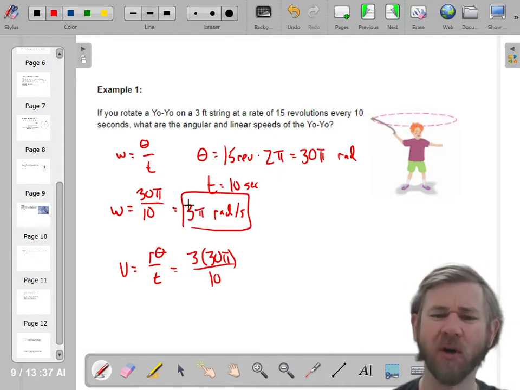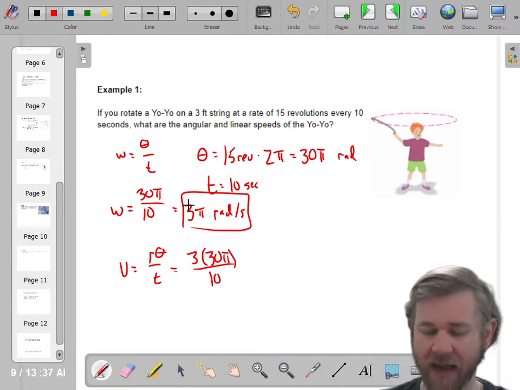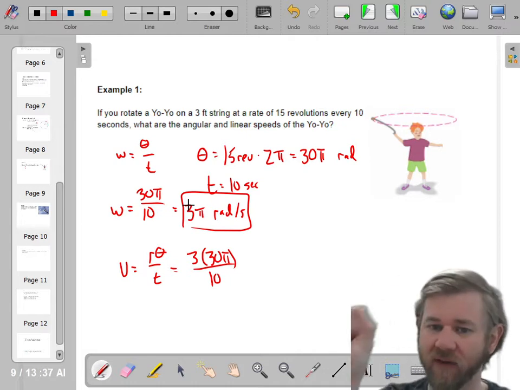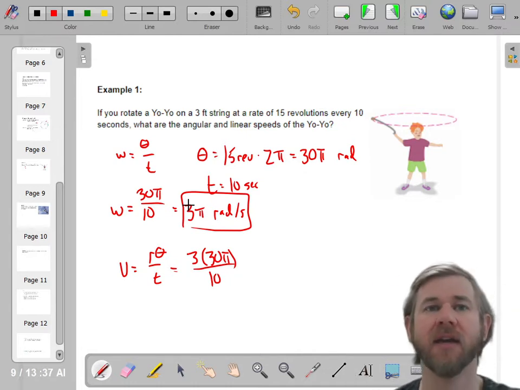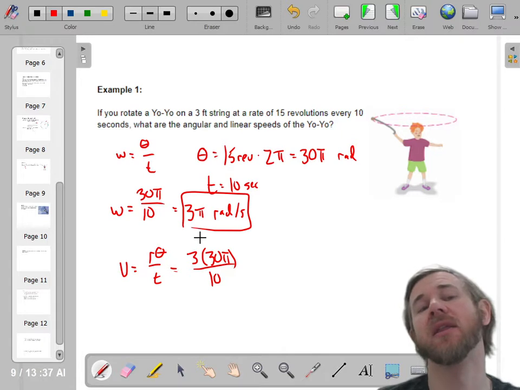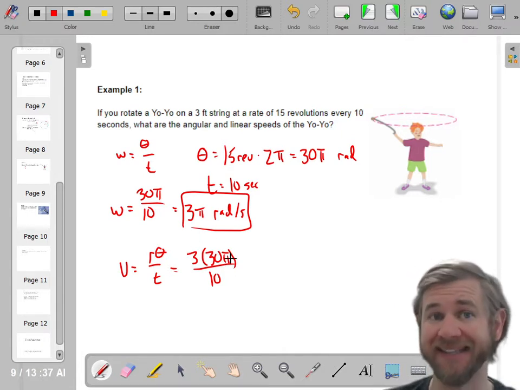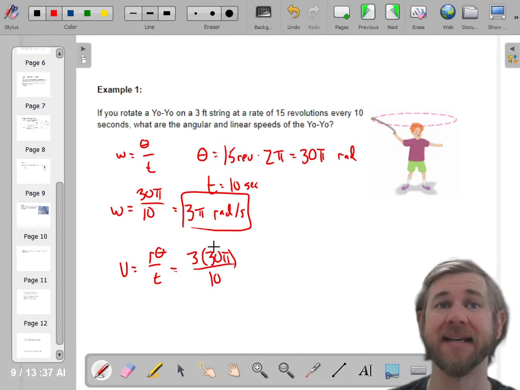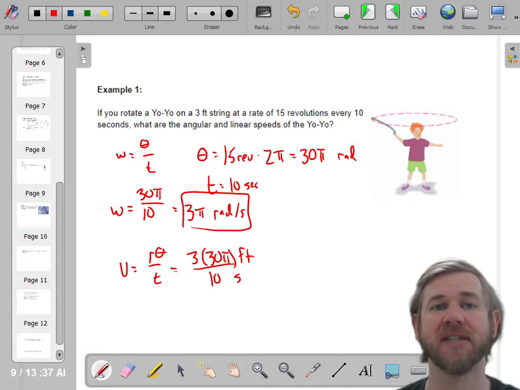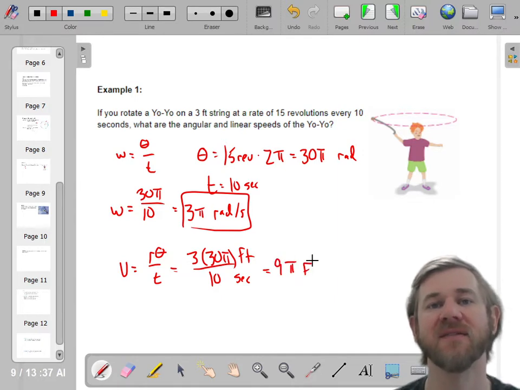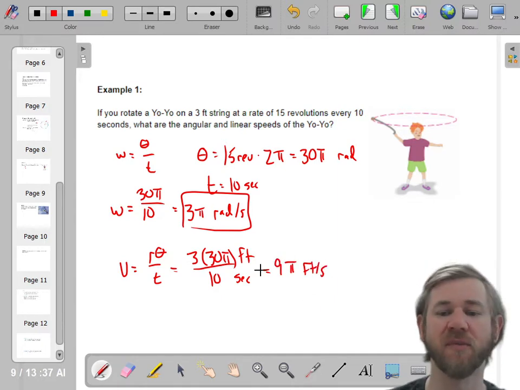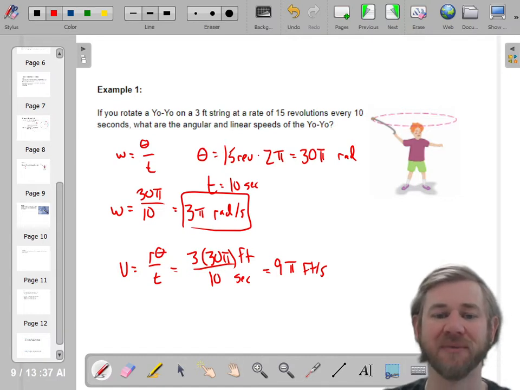If you'll remember, a radian is the angle formed by a length of radius on the outside. So when you take 30 pi radians and each one is 3 units, this unit is now a distance, in whatever unit the radius is, feet. So this is feet per second, and if you multiply that out, you get 90 pi divided by 10, which is 9 pi feet per second. But when you're doing these problems, 9 pi isn't really something you were taught.